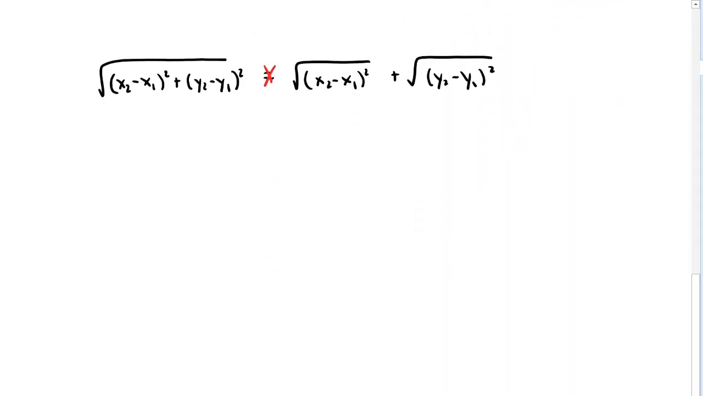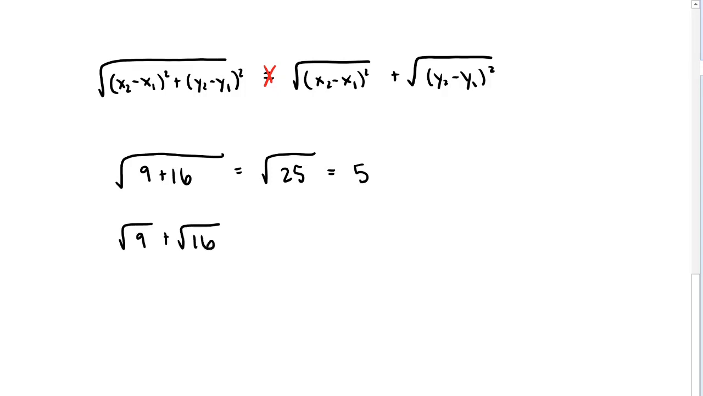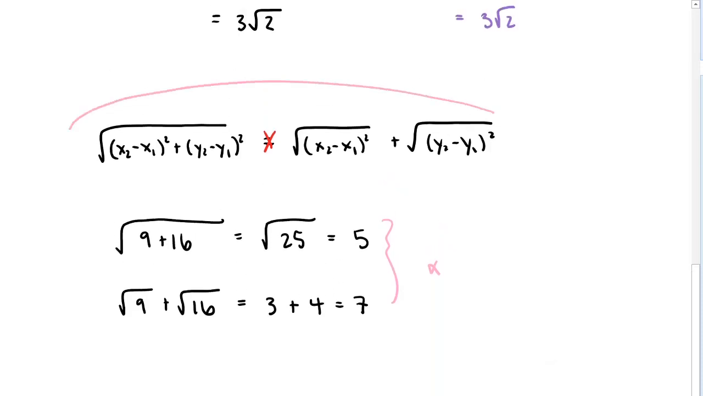So an explicit example to showcase this using cold hard numbers is if I have, let's say, 9 plus 16, and I take the square root of that. Well, the square root of 9 plus 16 is the same as the square root of 25, which is just 5. But what if we were to take the square root of 9 plus the square root of 16? Well, the square root of 9 is 3, the square root of 16 is 4, and so we get 7. These are not the same thing. So this is a justification for why we can't do something like this.